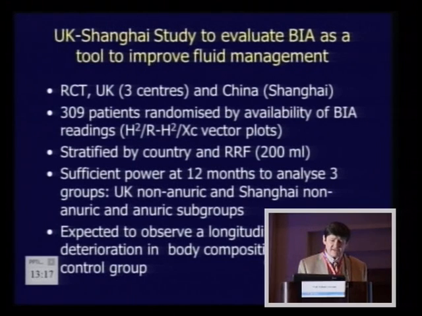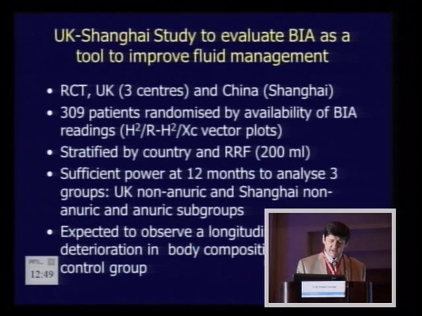We've now completed the study, and we had sufficient power to do the predefined analysis in three out of the four groups that we wanted to look at. In other words, we could look at the UK patients who are not anuric, and the Shanghai patients who are both not anuric and also anuric. Unfortunately, we could not recruit enough patients in the UK in the anuric population.